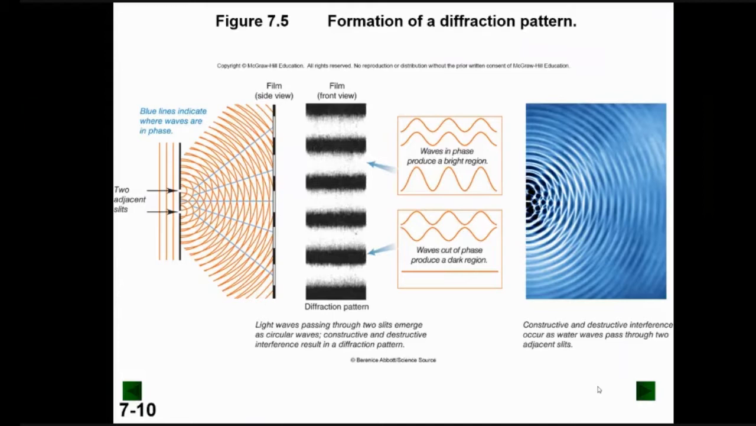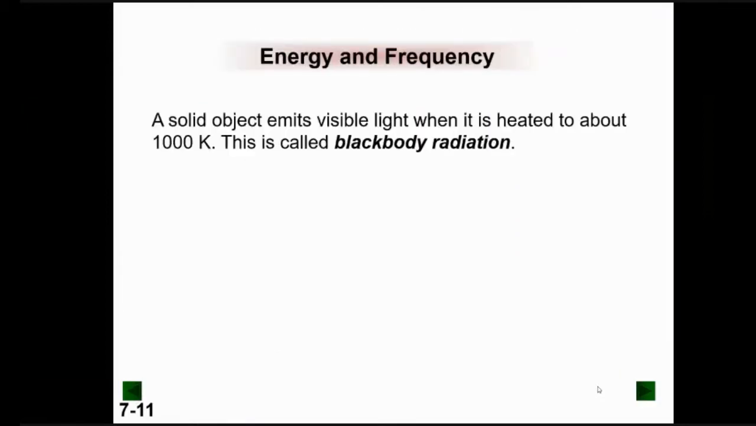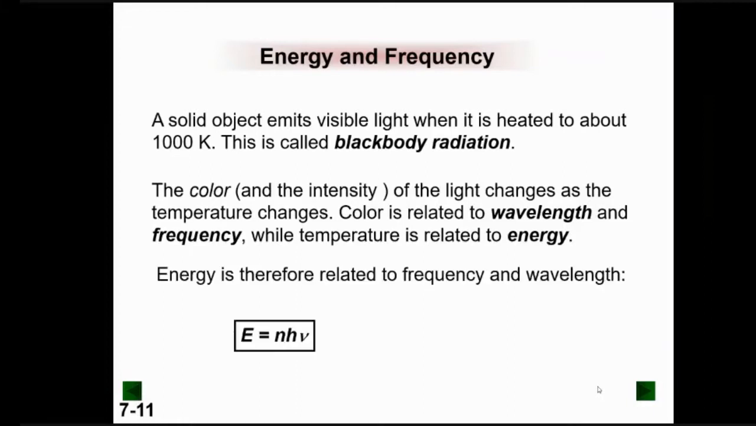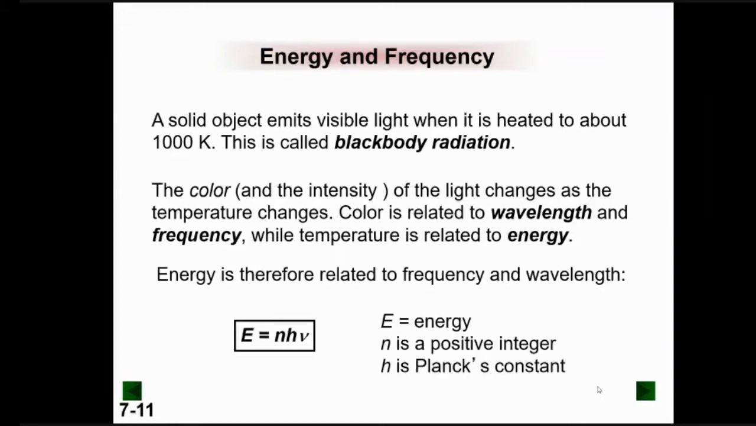When we get a diffraction grating, when we have the light or energy going through, okay, all objects have some level of frequency and wavelength. When they're heated to 1,000 Kelvin, it shows. It's called black body radiation. Okay, so it changes the light color. The light changes as the temperature changes. So the energy in the light changes as the temperature changes. And color is related to wavelength and frequency. Temperature is related to energy.